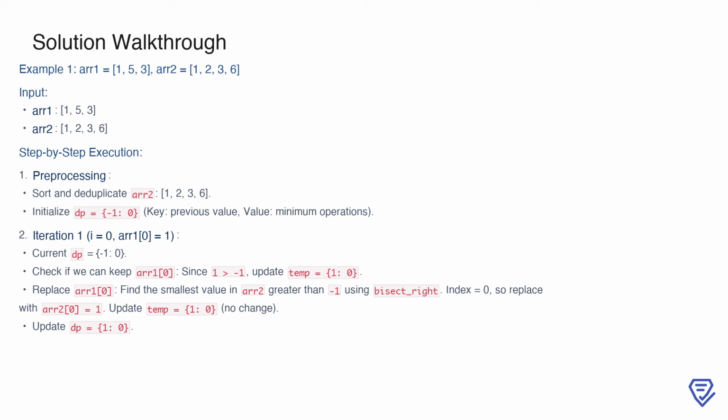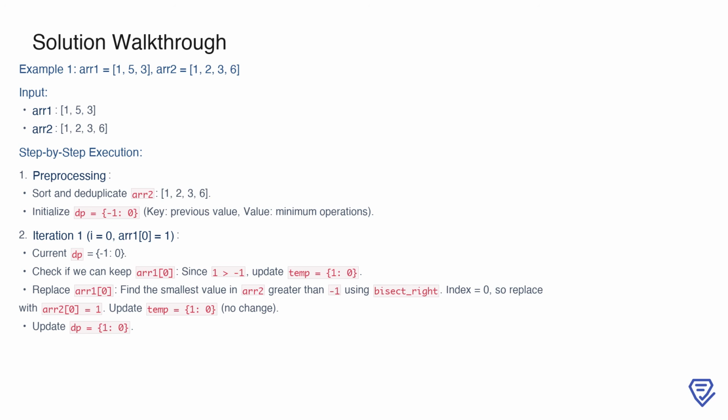To solve the problem, let's start with the first example where ARR1 is 1, 5, 3, and ARR2 is 1, 2, 3, 6. The first step is pre-processing ARR2 by sorting and removing duplicates, which gives us 1, 2, 3, 6. We also initialize a dynamic programming map, DP, with a key of -1 and a value of 0. This represents the previous element and the minimum number of operations needed so far.